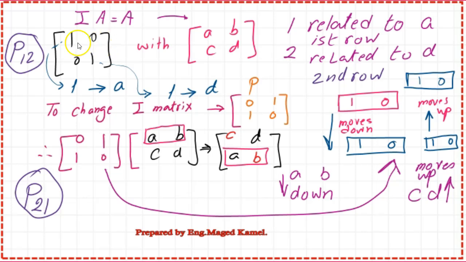B12 is the normal situation: 1 0 0 1. When we multiply by A, B, C, D, there is no change. While if we change it so that the second row becomes the first row and the first row becomes the second, we call it B21. When we multiply by the ABCD matrix, we will find that the AB, instead of being in the first row, will become the second, and the CD will move up.